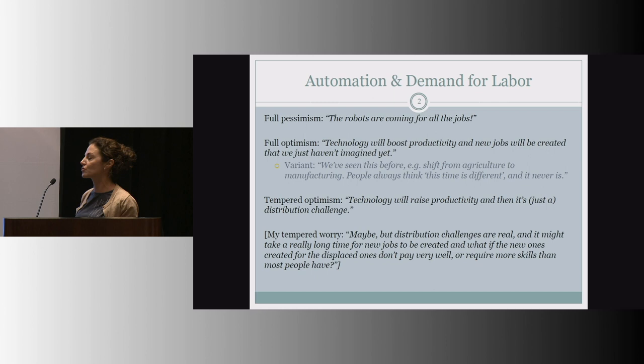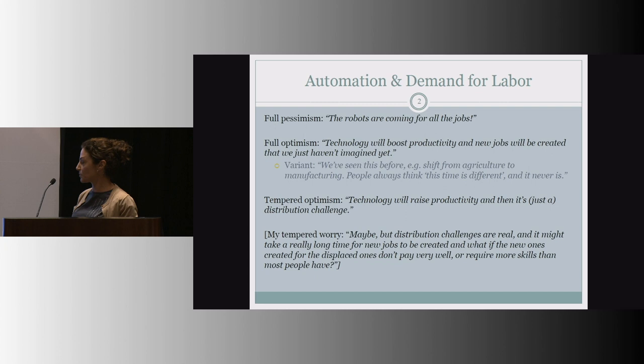But also, it might take a really long time for the new jobs to be created, and they might not pay very well, and they might require a set of skills that a large part of the population just isn't up to. So what's nice about this paper is that it actually gives us a framework and a language to be specific when we talk about these vague notions and have these kinds of debates.